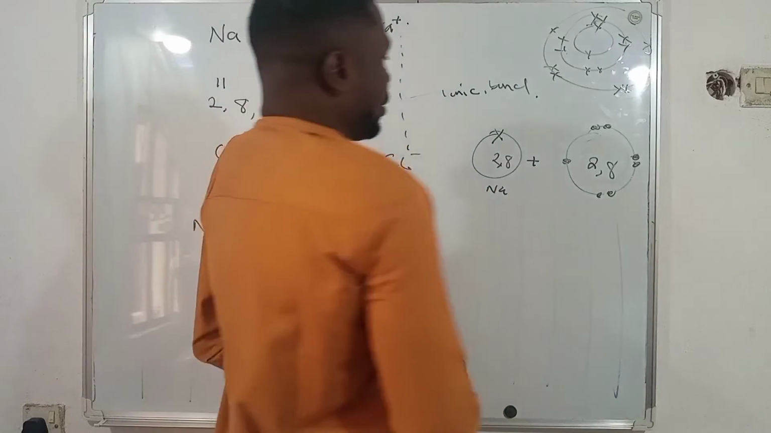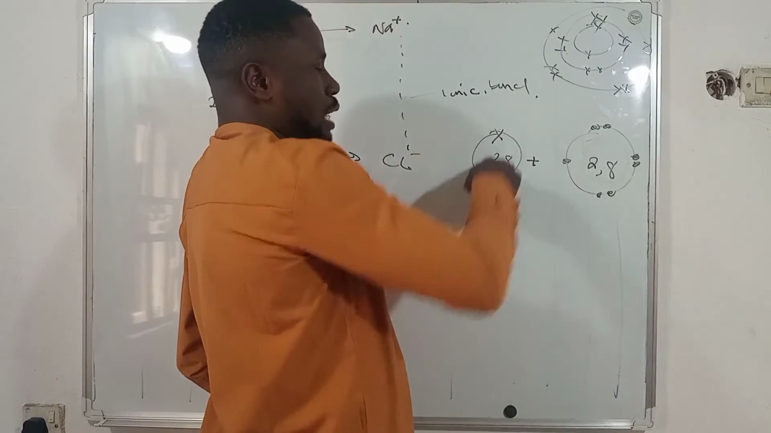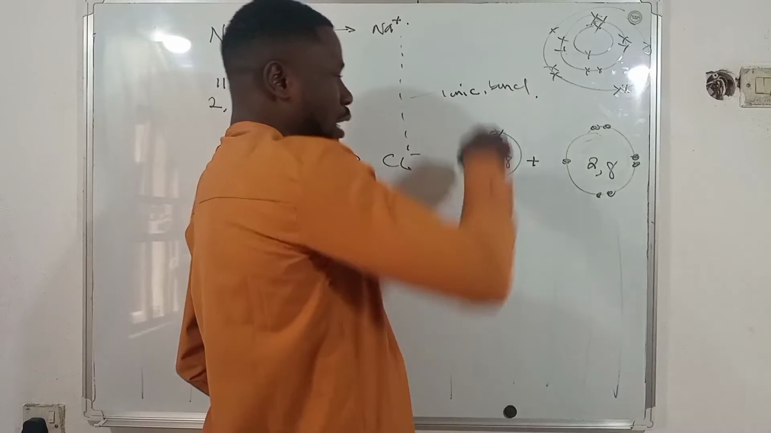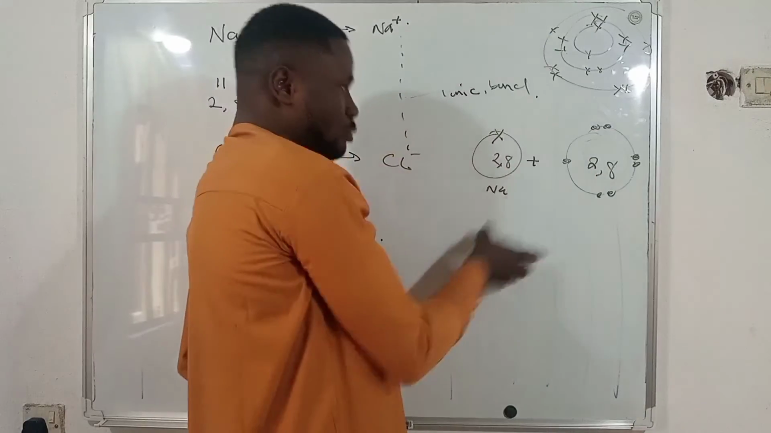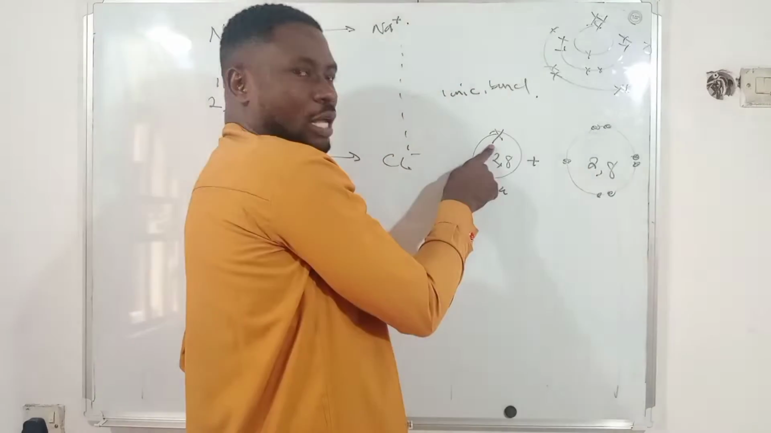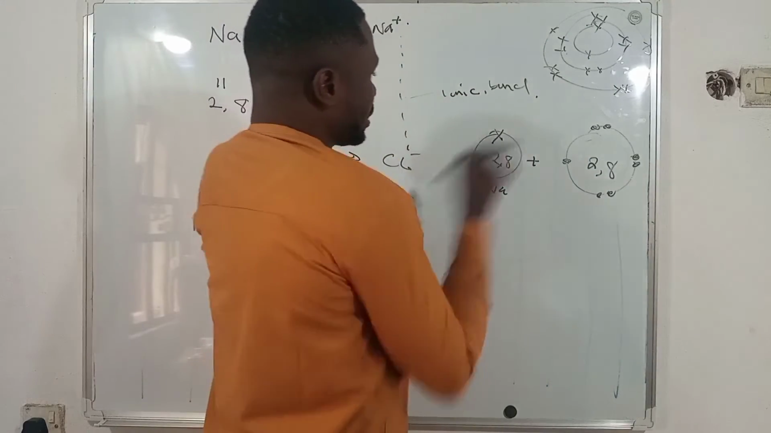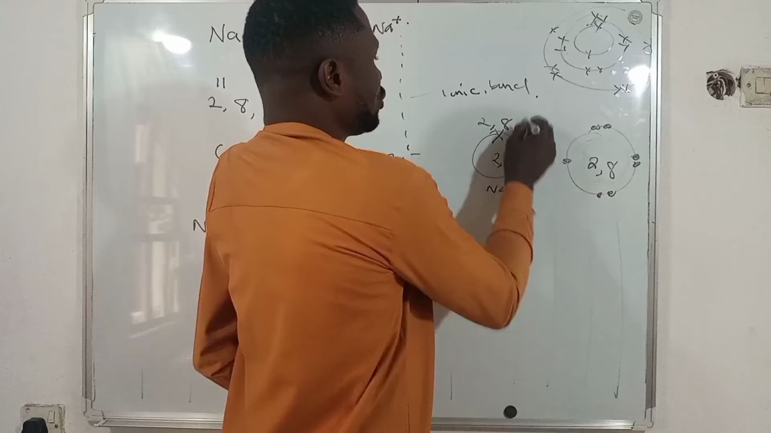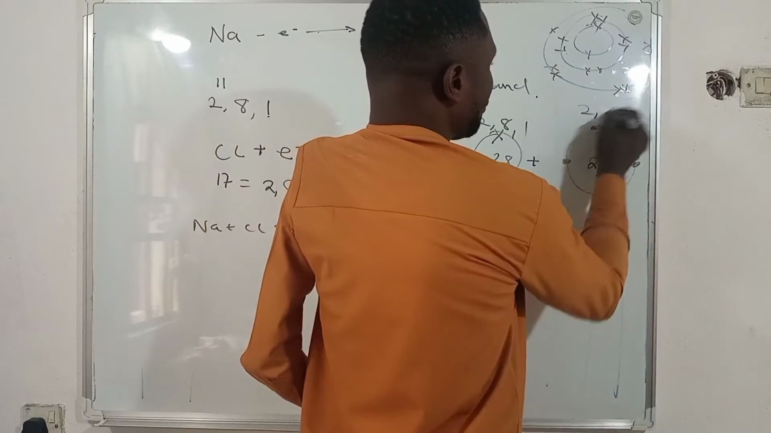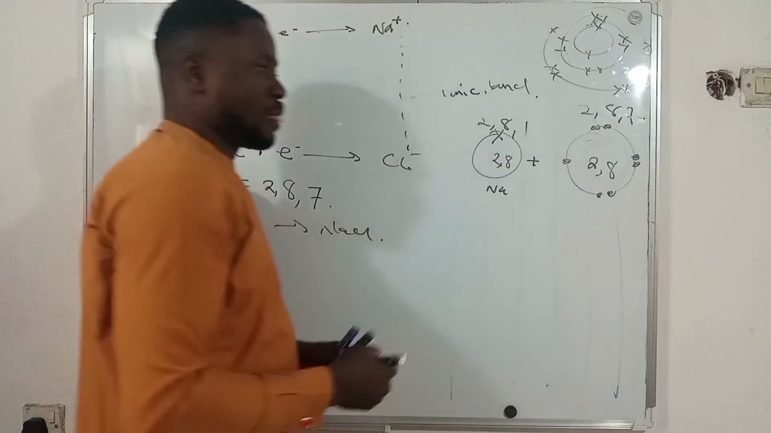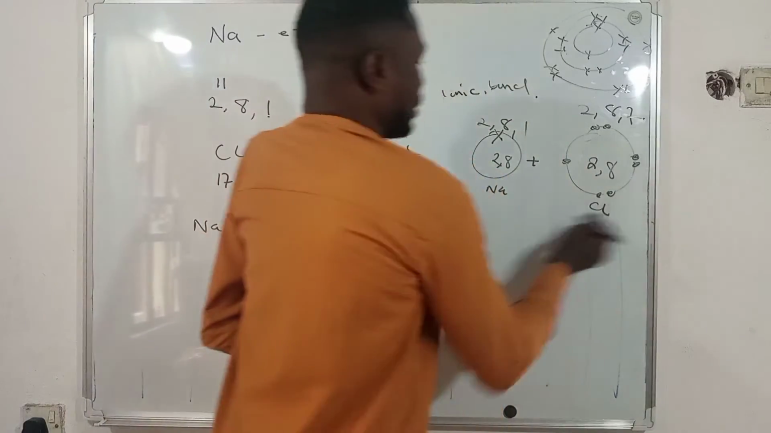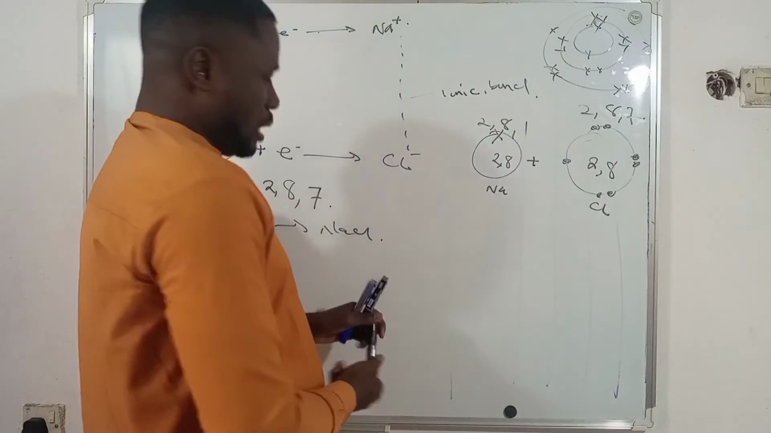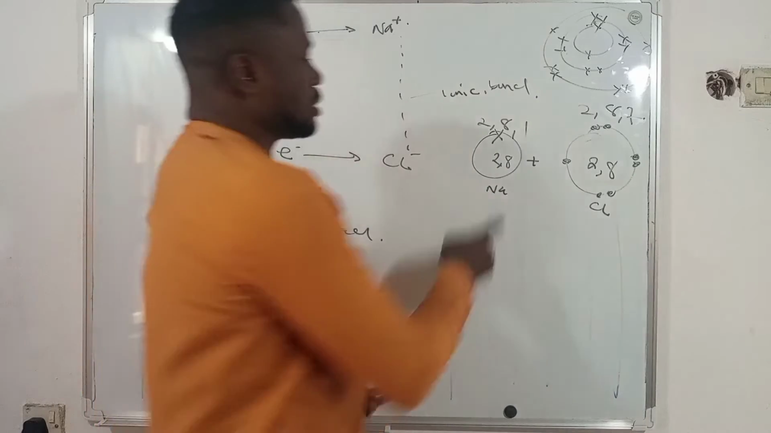You can see here, 2 electrons are on the first shell, 8 electrons on the next shell, and then the outermost shell has just a single electron. That's why we say this is 2, 8, 1, while this one is 2, 8, 7. Now this is the chlorine atom, and the chlorine atom combines with this.